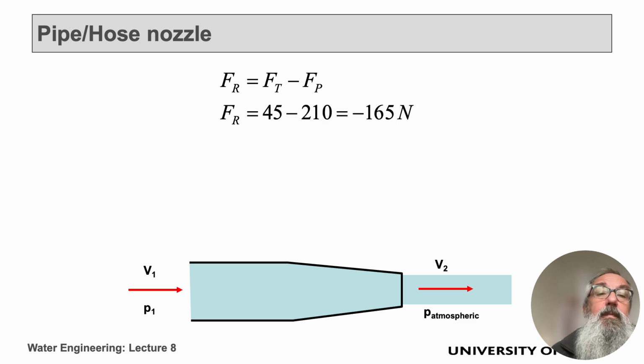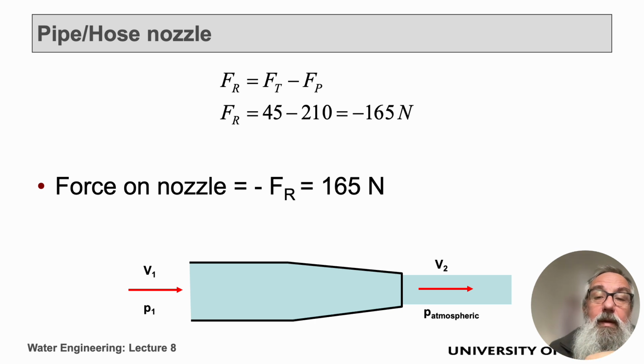Resultant force is total force minus the pressure force. We have no body force, so I've neglected to write that down, otherwise we would be subtracting body force. But as it's horizontal, we don't have gravity affecting this flow. So the resultant force is minus 165 newtons. Minus, because it's going in the direction opposite to the direction of flow. So that's the force on the nozzle. The force on the nozzle is the opposite of that, which is 165 newtons.